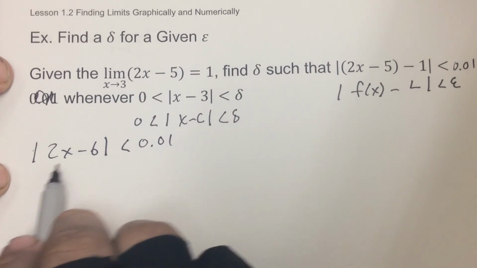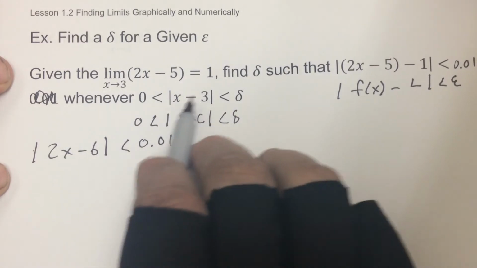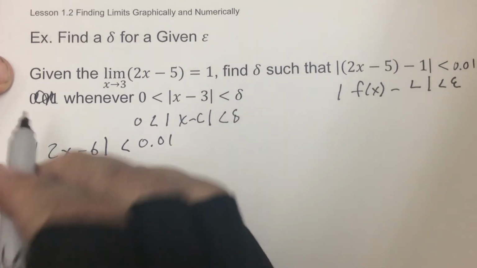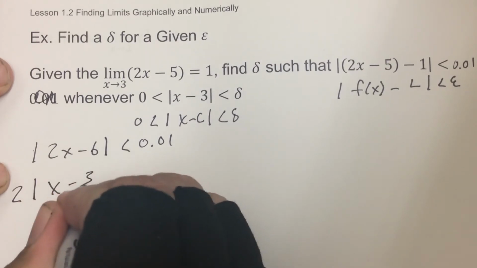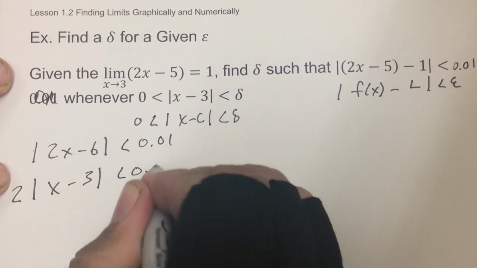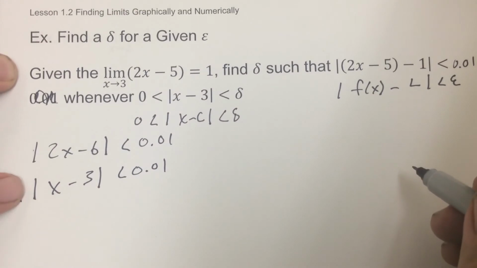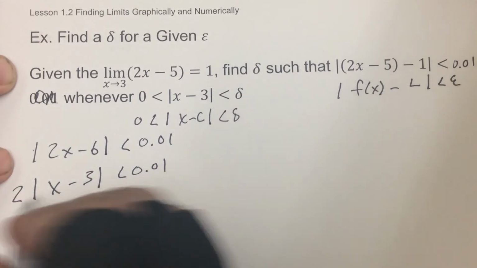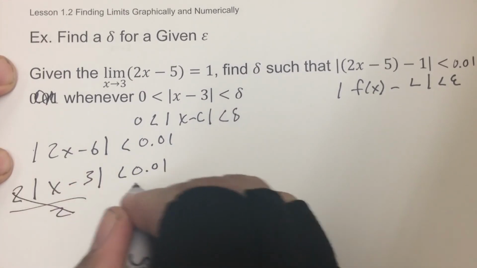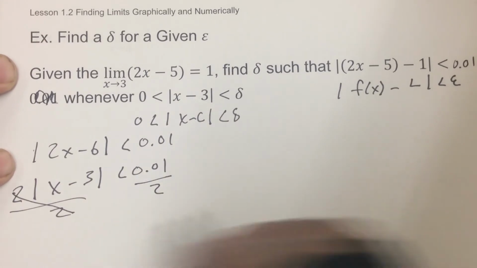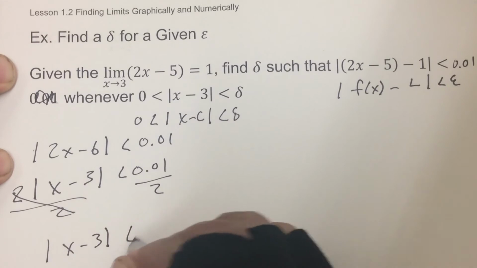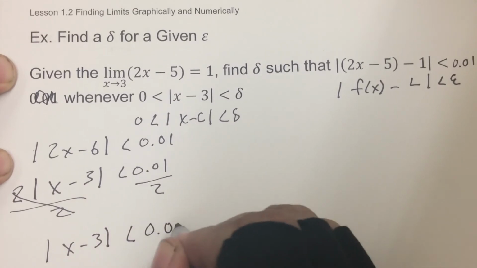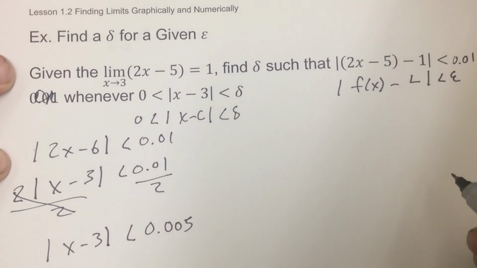So 2x minus 6 doesn't match our x minus 3 yet. Well, we can pull a common factor out. We can pull a 2 out, and then we would have x minus 3 in our absolute value, which is less than 0.01. So to solve for this, to get this equal, we're going to divide by 2 on this side, which means this side is going to be divided by 2. So the absolute value of x minus 3 is going to be less than 0.005.